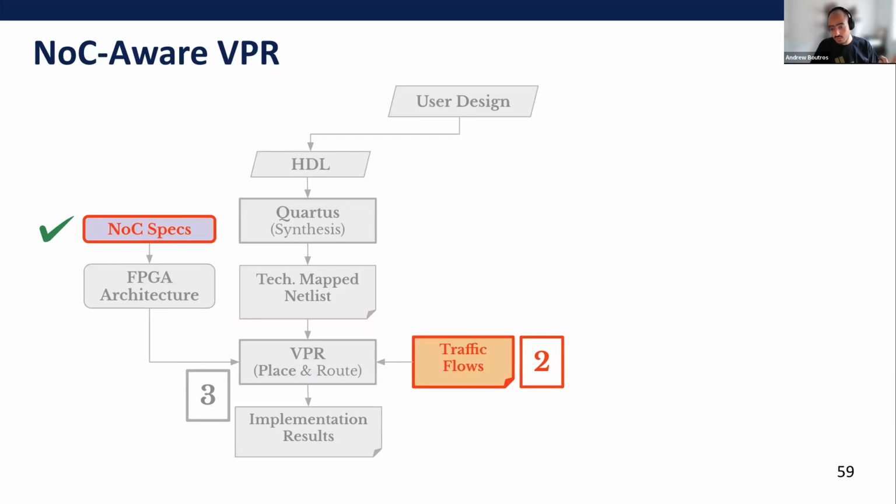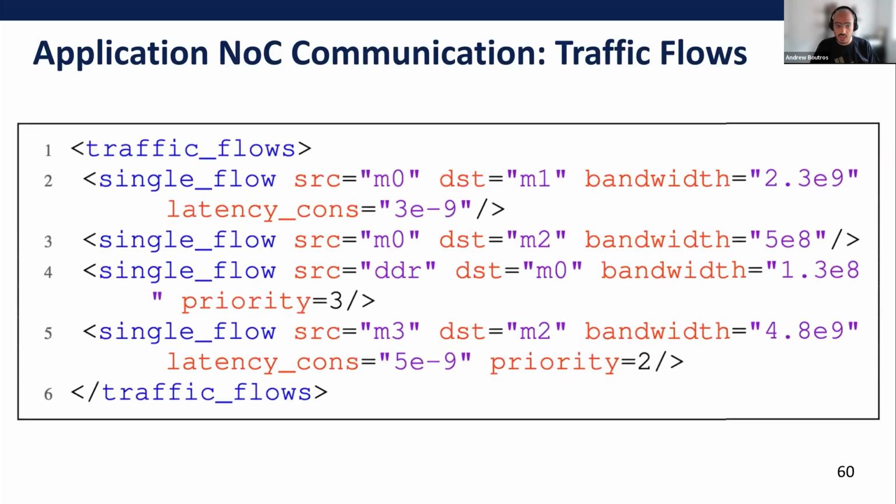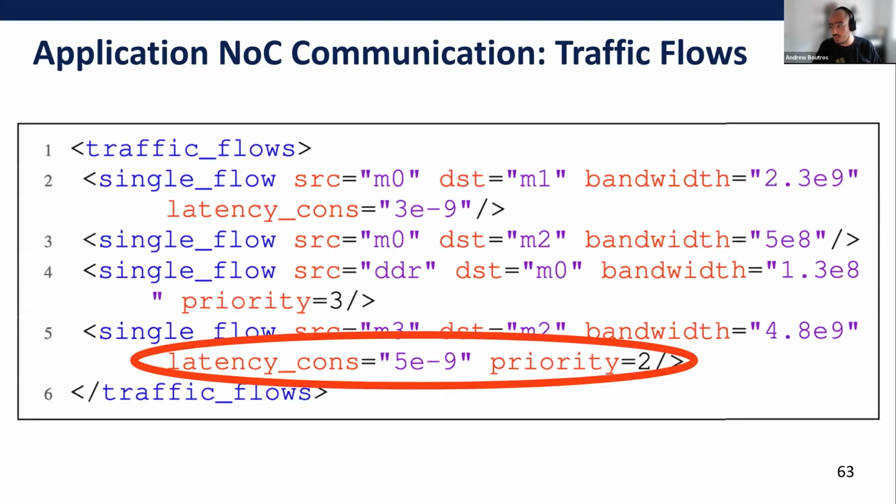Now, we need to also describe the traffic flows of our application. So we add a new input file that you also pass to VPR that describes those traffic flows. And it basically describes things like the source and destination of each traffic flow over the NoC, what is the expected bandwidth of this traffic flow, and some other optional parameters, things like, is there some latency constraint for this traffic flow, or is there a specific priority for this traffic flow compared to other traffic flows?